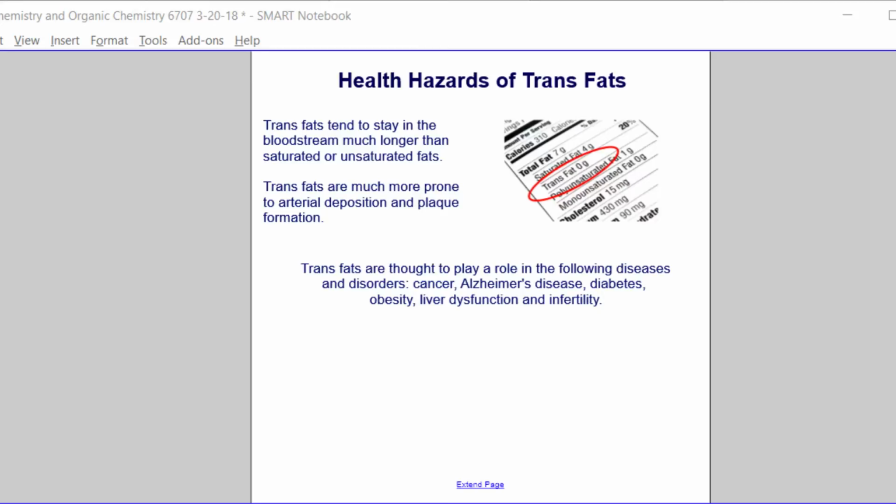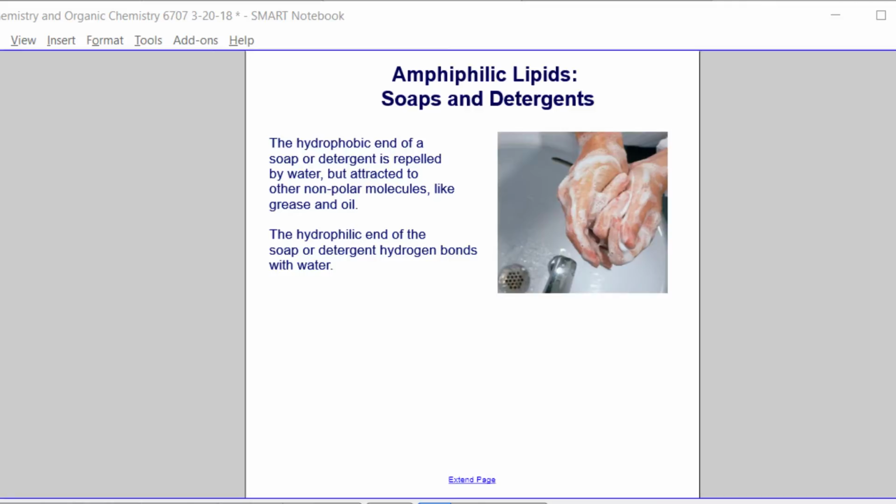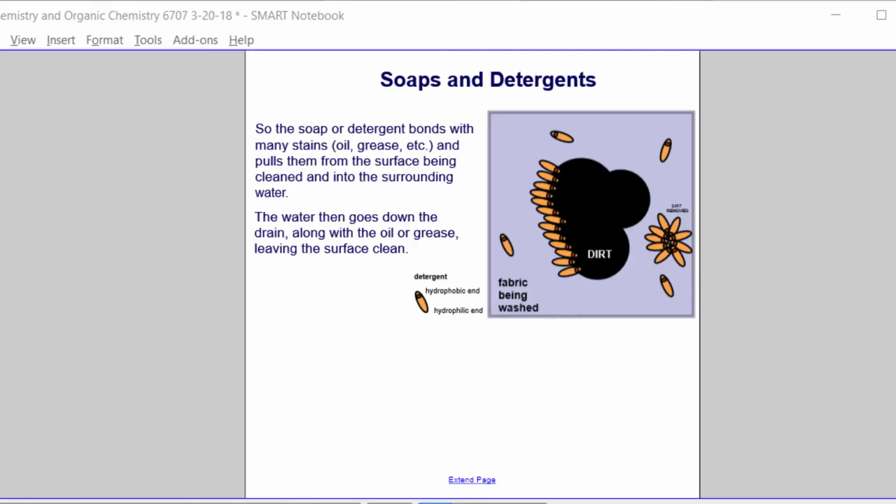Another example of amphiphilic lipids are soaps and detergents. The hydrophobic end of a soap or detergent is repelled by the water, but attracted to other nonpolar molecules like grease and oil that may be on your hands or your clothing. The hydrophilic end of the soap or detergent hydrogen bonds with the water. So in this process, the soap or detergent bonds with many stains, oil, grease, and other hydrophobic things, and pulls them from the surface being cleaned and into the surrounding water. The water then goes down the drain along with the oil or grease, leaving the surface clean.